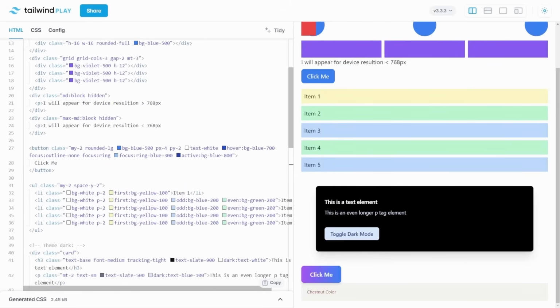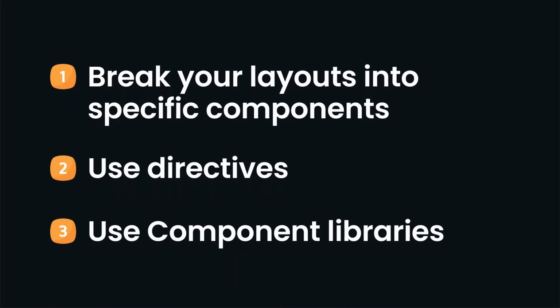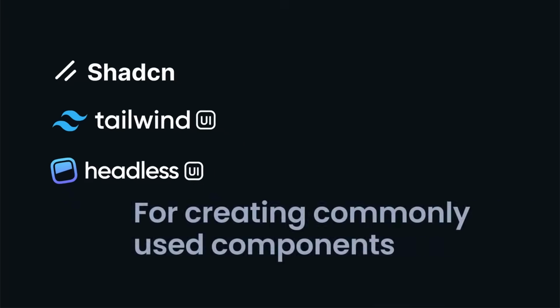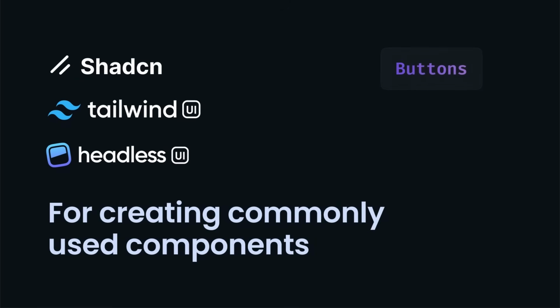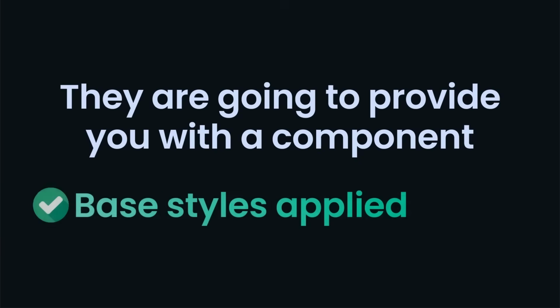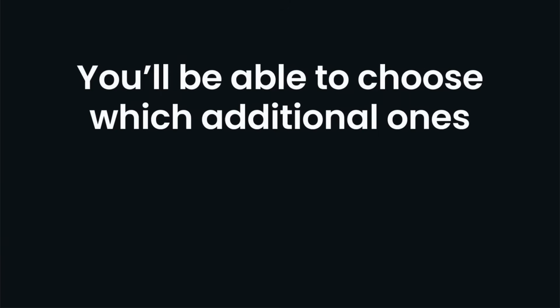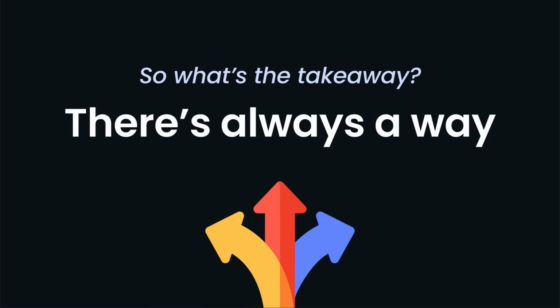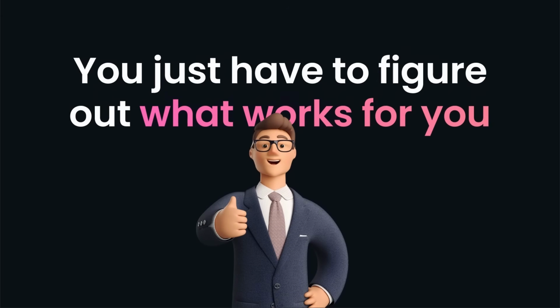And the third option is to use component libraries like ShadCN, Tailwind UI, or Headless UI for creating commonly used components like buttons, inputs, and more. They're going to provide you with a component that's already going to have all of the base styles applied, but you'll be able to choose which additional ones you want to style it with. So, what's the takeaway? There's always a way. You just have to figure out what works for you.